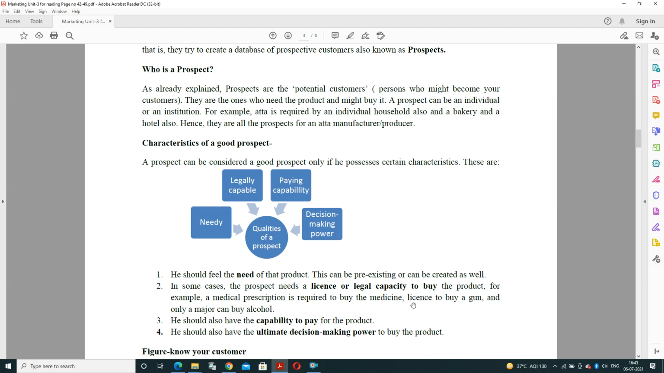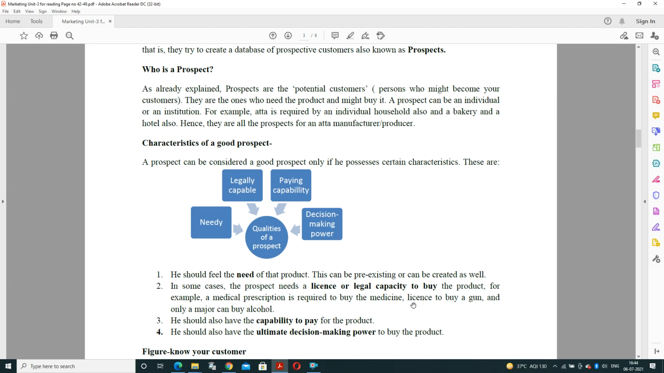And what are the characteristics of a good prospect? In which situation can we say that a prospect is good? The first condition: a prospect can be considered a good prospect if he feels the need for the product. It means if a company finds a list of persons who can buy a product and the person has a need for the product, it is a good prospect, a good customer. This need can be pre-existing or can be created as well.